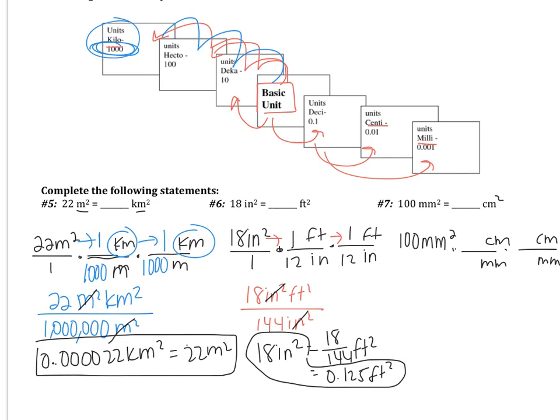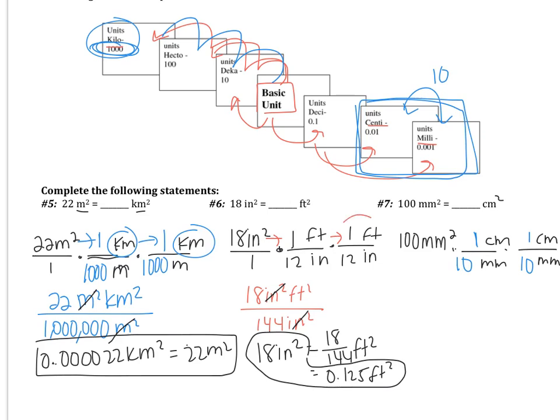Now I need to figure out the conversion between centimeters and millimeters. So I'm looking at this part right here. They are one box apart, so that's going to be a factor of 10. Now I need to think, what is smaller, a millimeter or a centimeter? Well, milli is further away from the basic unit, so it's going to be smaller. That means for every 1 centimeter, I get 10 millimeters, because millimeters are smaller.